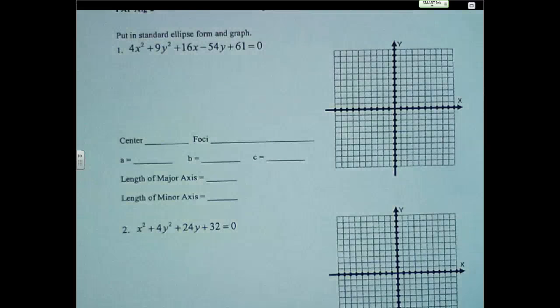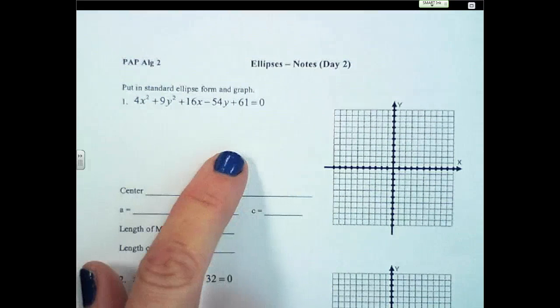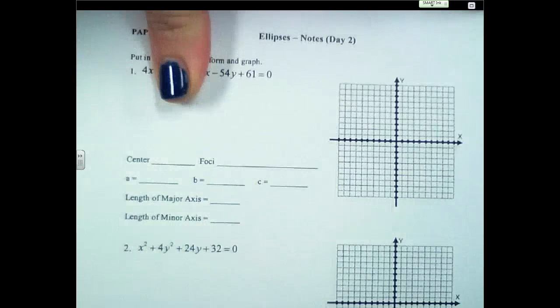Okay, so this is day 2 of the ellipses notes. It's going to ask you to put this in standard form of an ellipse, right? Now, the first thing, remember, an ellipse has to be equal to 0. I mean, not equal to 0, I'm sorry, equal to 1. So we're going to first group the x's and group the y's and then go from there.